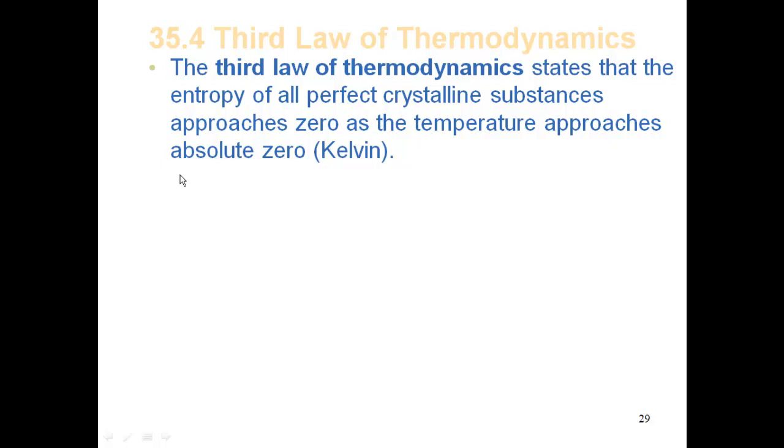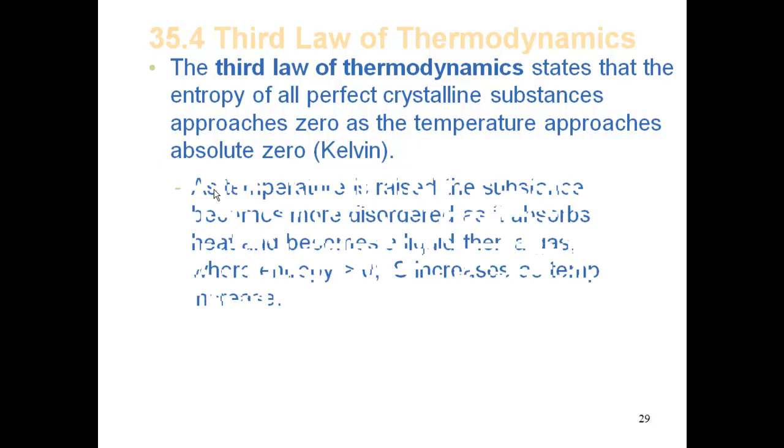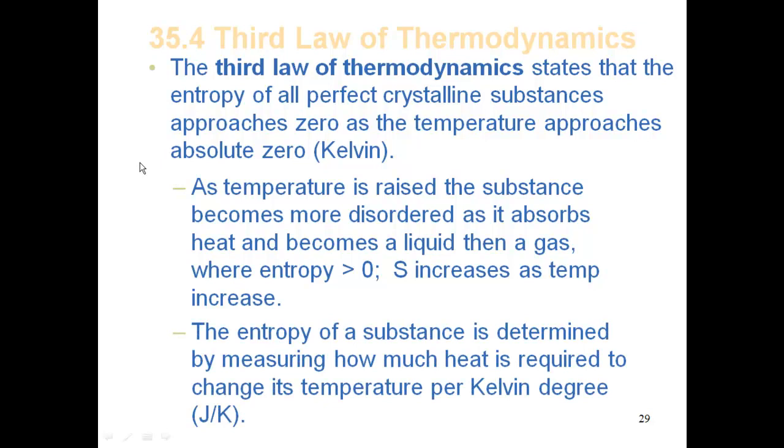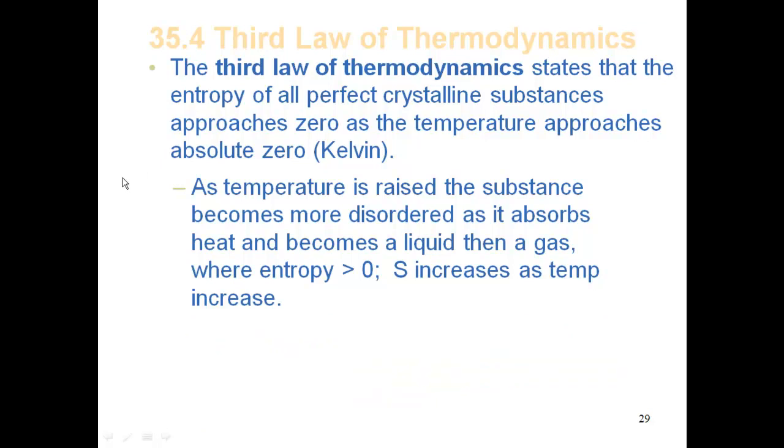The third law of thermodynamics states that the entropy of all perfect crystalline substances approaches zero as the temperature approaches absolute zero, meaning on the Kelvin scale. Remember, there are no negative temperatures on the Kelvin scale. As the temperature is raised, the substance becomes more disordered as it absorbs heat and becomes a liquid and a gas, where entropy is greater than zero. So an important factor here is that entropy increases as temperature increases. As we increase the temperature, we're changing states, and we also increase our entropy term.